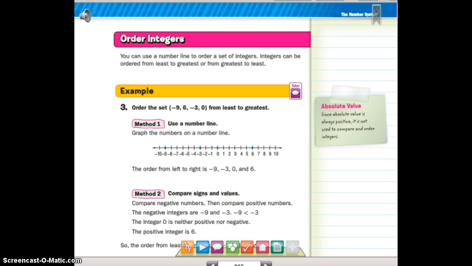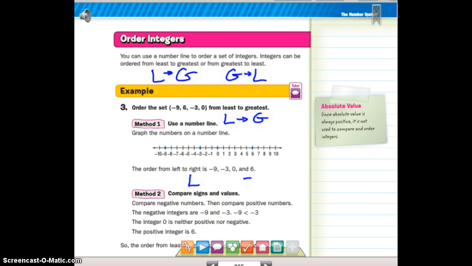When we're ordering integers, we have to determine, are we going least to greatest or greatest to least? Anytime I ask you these on a test, always label below the numbers, L to G or G to L. That way you're sure you're putting them in the right order. So let's look at example number 3. We're going to order the set -9, 6, -3, and 0 from least to greatest.